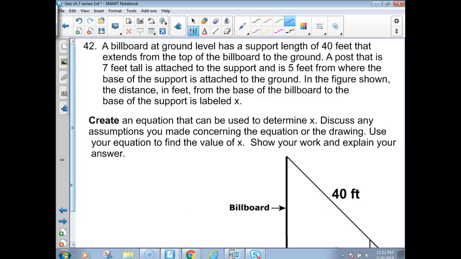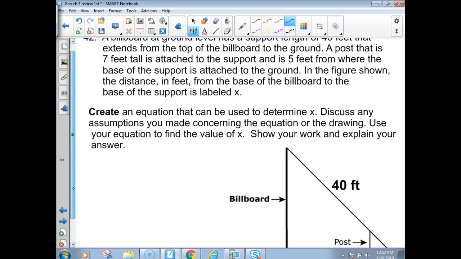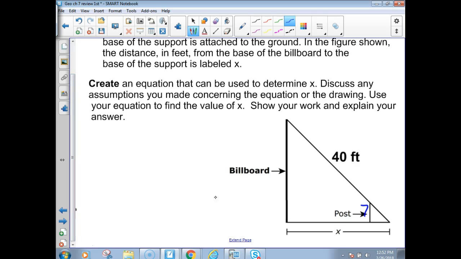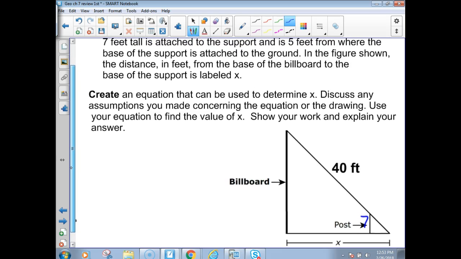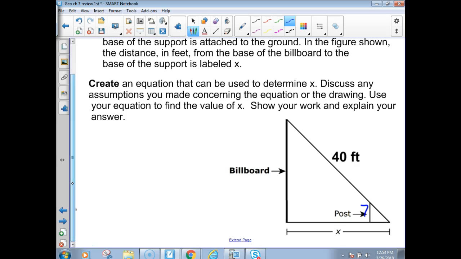Okay, then this question: we have a billboard at ground level that has a support length of 40 feet that is labeled on the diagram, and it extends from the top of the billboard to the ground. A post that is 7 feet tall, that would be 7, is attached to the ground 5 feet from where the base of the support is attached to the ground. So this would be 5 feet. In the figure shown, from the base of the billboard to the base of the support is labeled X. So we need to find that. It says to create an equation you can use to determine X.